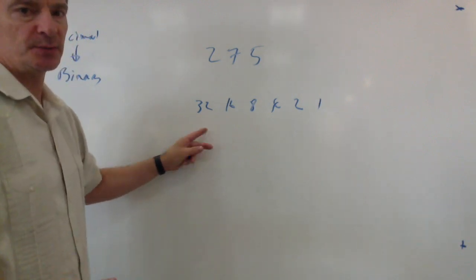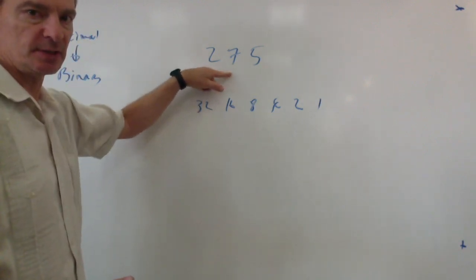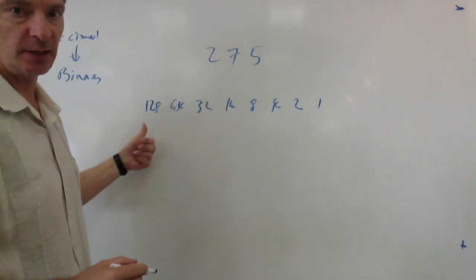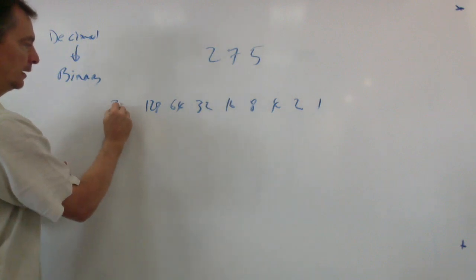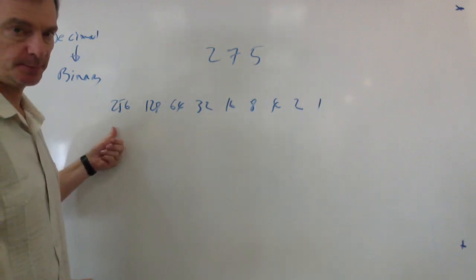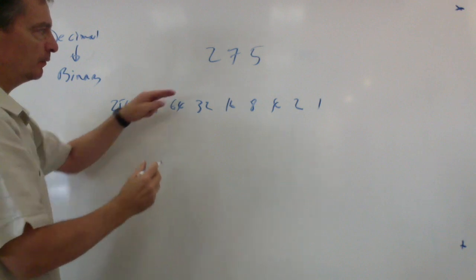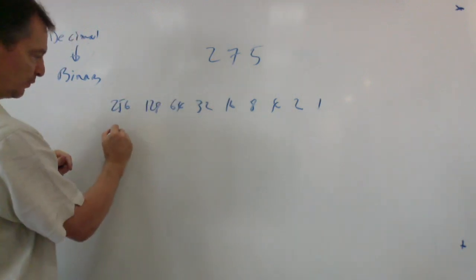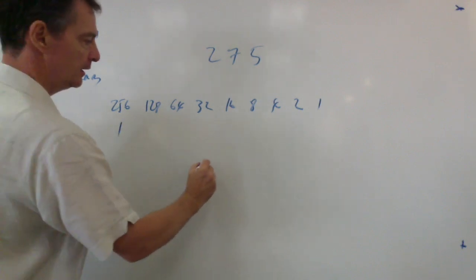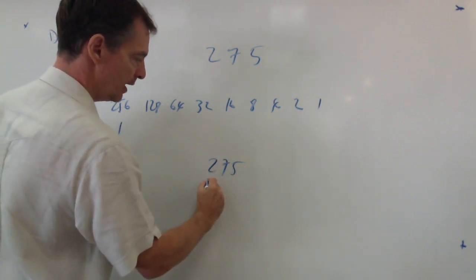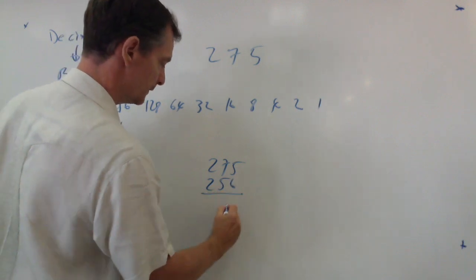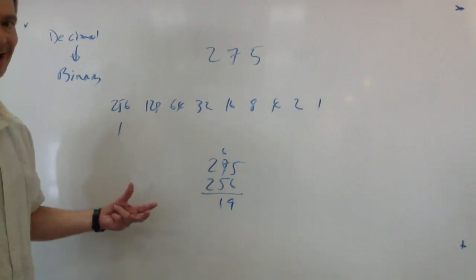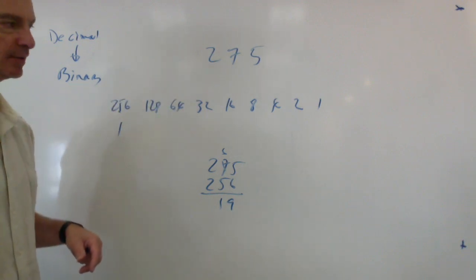So at this point we can pause. We're going to need more than a place of 32s to get to 275. In fact, we're going to need to go beyond 128 to 256. So with 256, we can represent 256 of this 275. So we'll put a 1 here. We'll use that for sure. And then 275 minus 256 is 19. So we need 19 more to get to 275.